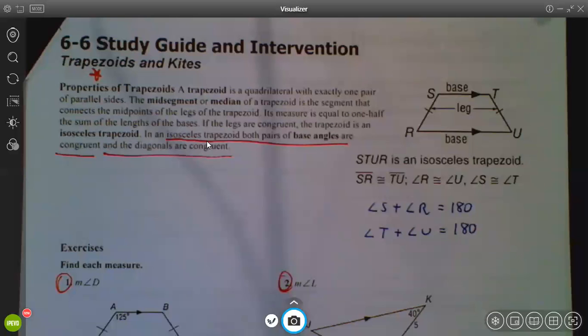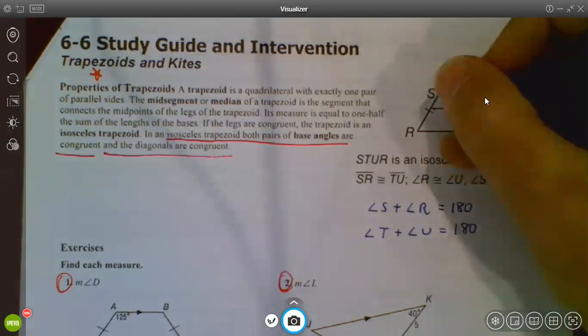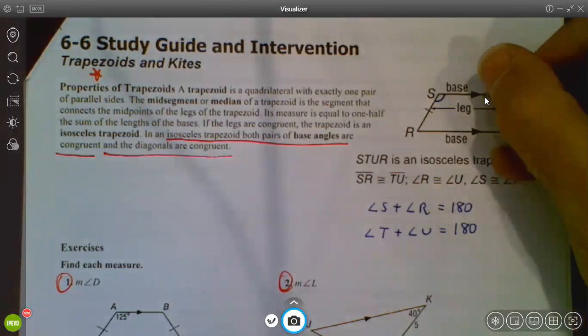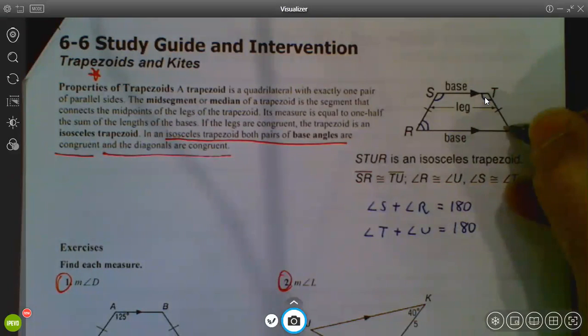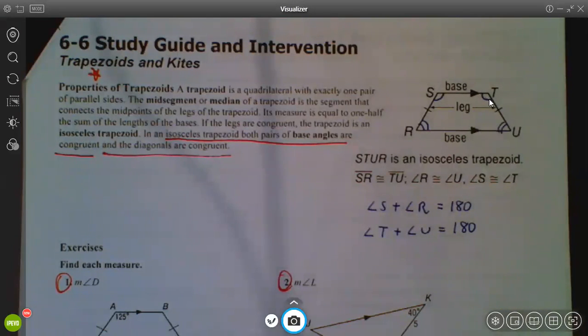So if it's isosceles, then the base angles are congruent and the diagonals are congruent. We're not going to spend time on diagonals of these right now. I just want to identify these base angles. Guys, the base angles are the ones that are connected to the same base. So if you look at R and U, those would be congruent base angles. And if you look at S and T, those would be congruent. So let me do this so that we remember the rule. Those are congruent if it's isosceles.